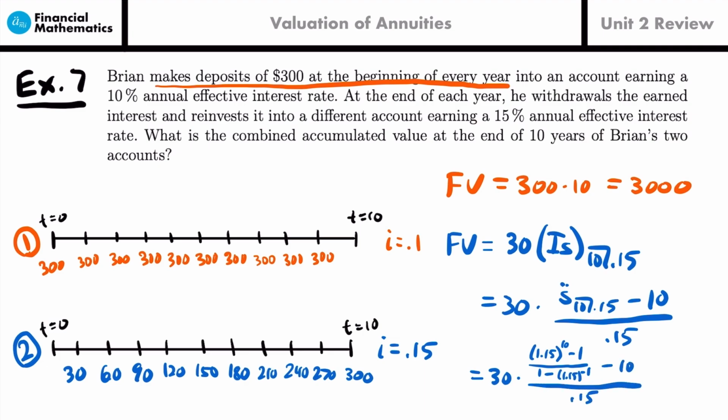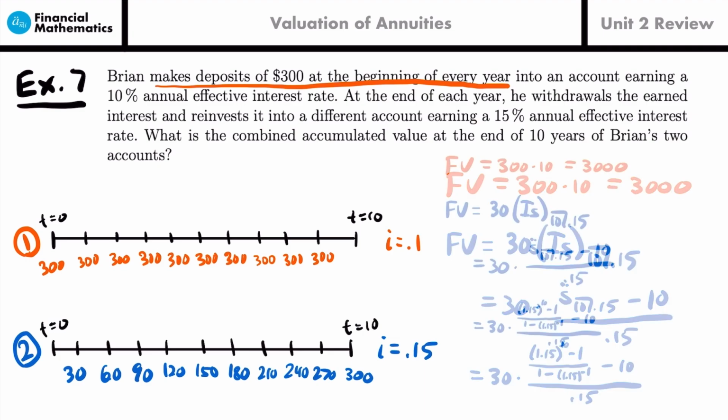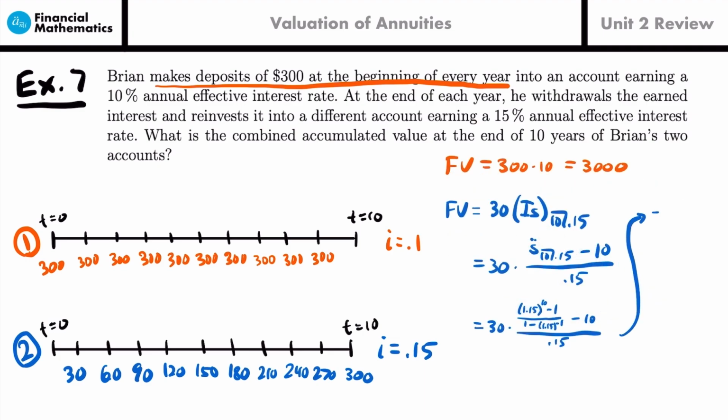Sorry that my work is a little bit cramped there. Not exactly the best way to write that. I'll clean it up in a second. But now what you want to do is put this into your calculator and find the future value of that second account. And if you do that, here's what you'll get. You'll find that the future value of the second account is equal to $2,669.86. All right, that's the future value at time 10 of those payments in the second account.